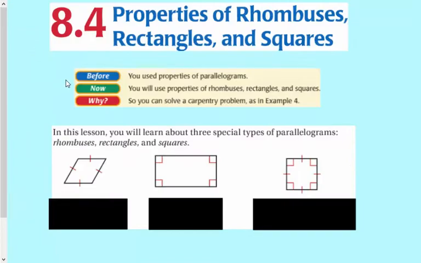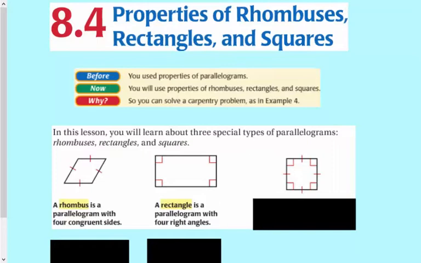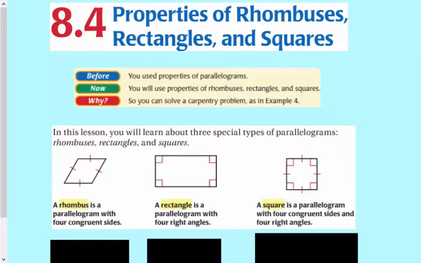Okay, so we're going to start talking about what different types of parallelograms we have. There are rhombuses, rectangles, and squares, and what makes them what they are, and the properties that they have. So a rhombus is a parallelogram with 4 congruent sides. So it has all of the properties of a parallelogram, but it also has 4 congruent sides. Similarly, a rectangle is a parallelogram, but it has 4 right angles, and then a square, of course, has both 4 congruent angles and 4 congruent sides.